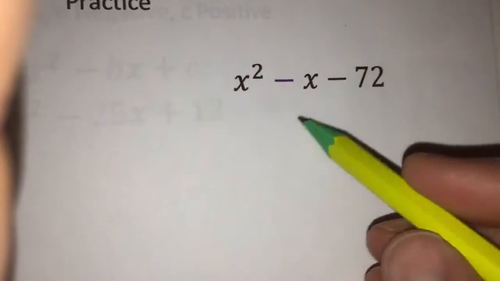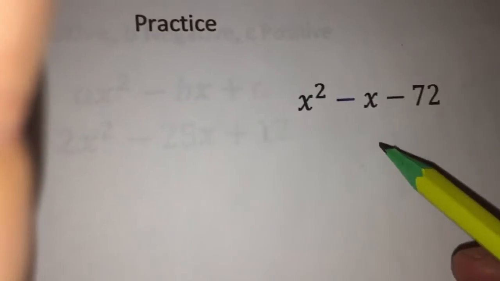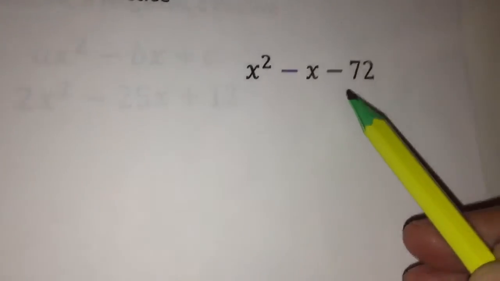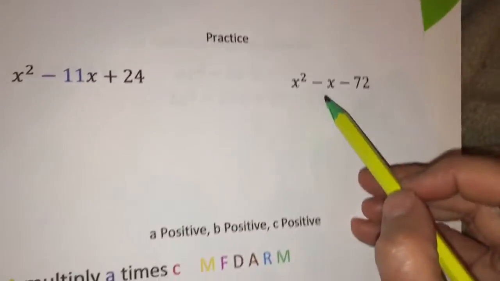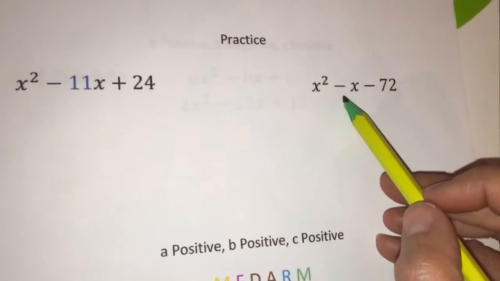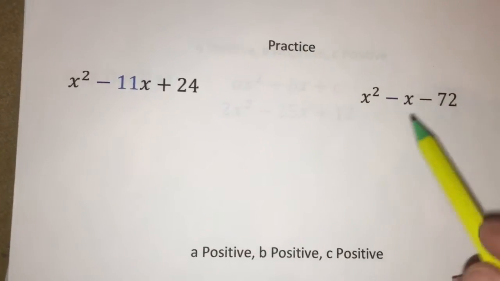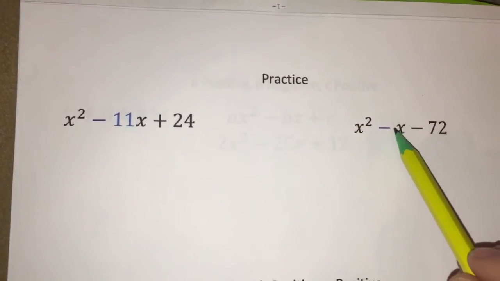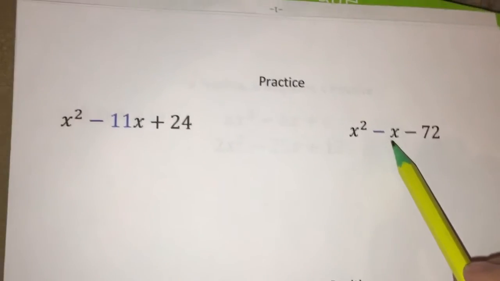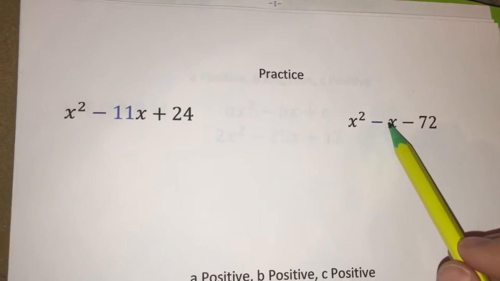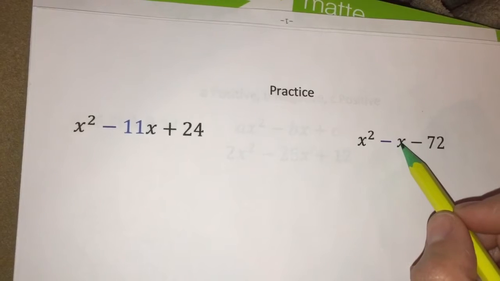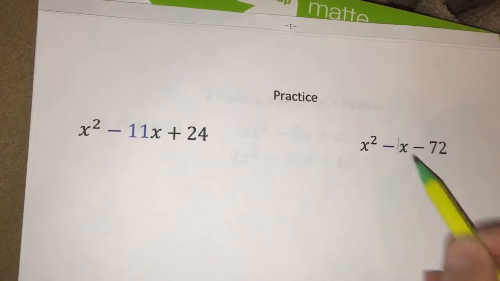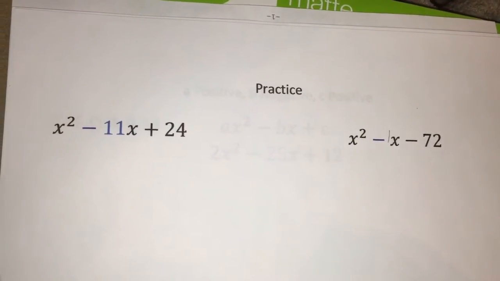So we're going to do one more example of factoring. And this one we're actually going to have a negative C term and we're going to have a negative B term. The unique challenge with this one is most people see that there's no coefficient in front of the x, so they assume the B term is 0. Whenever there's no coefficient present, remember the coefficient is always 1.